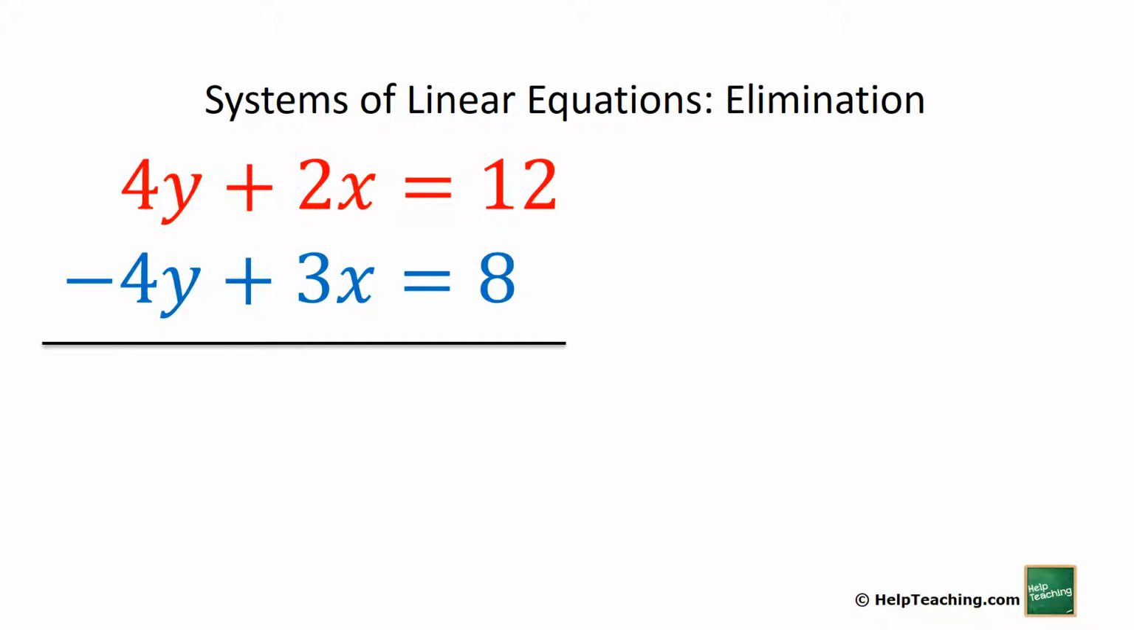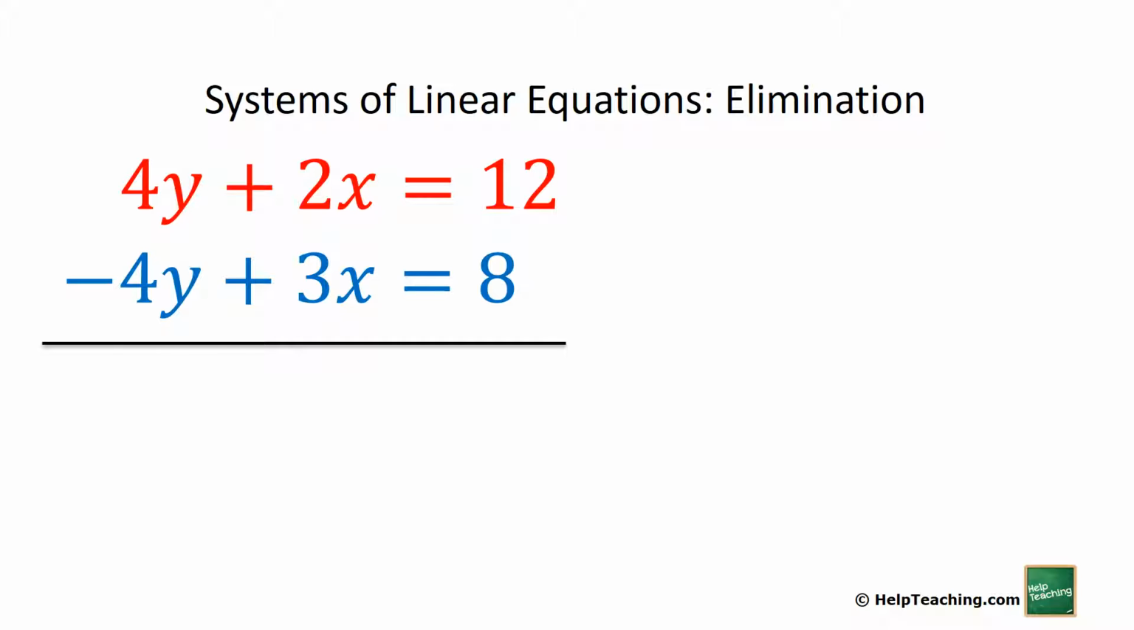In this video, we're learning to solve systems of linear equations by a process called elimination. Elimination is done by removing one of the variables. As you can see in this example, our first equation is 4y plus 2x equals 12, and our second one is negative 4y plus 3x equals 8. So in this case, we will want to eliminate the y's.